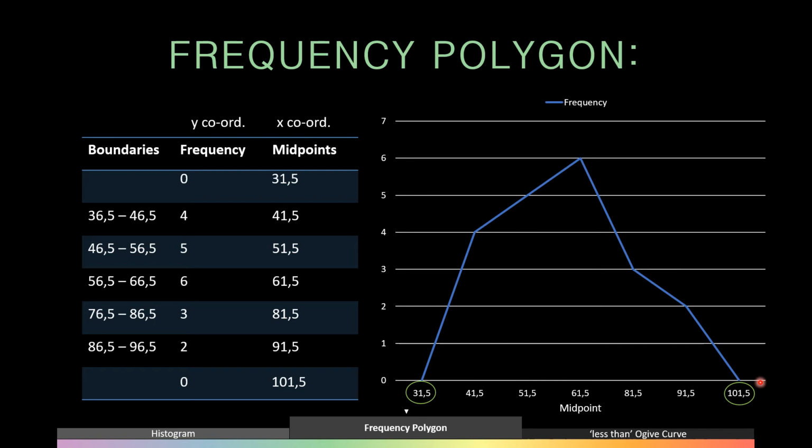The reason that we do this is because it makes it easier to see the shape. If we did not do this, then our graph would likely end over here and over here, and it would just look like a weird line. Whereas when we anchor it, we can fully see the shape of the data. And there you have it. That's your frequency polygon.